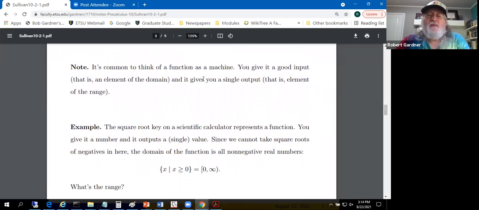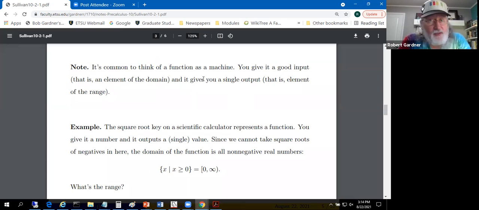It's common to think of a function as a machine. You give it a good input, that is an element in the domain, and it gives you a single output, that is an element of the range. Like a calculator is one of these machines. You put a number in, you hit a function button, a trig function, square root function, log function, exponential function, any other kind of functions it might have built in, and it gives you an output or an error.